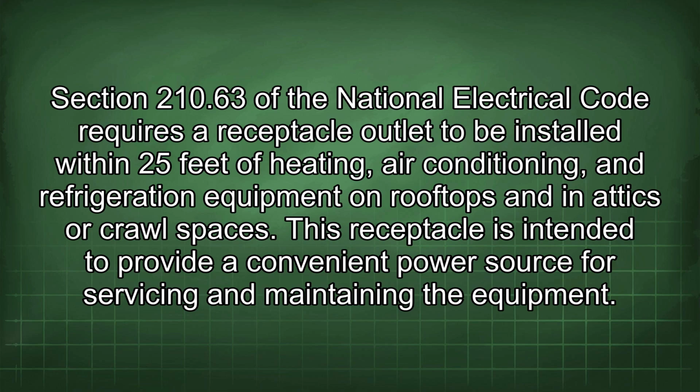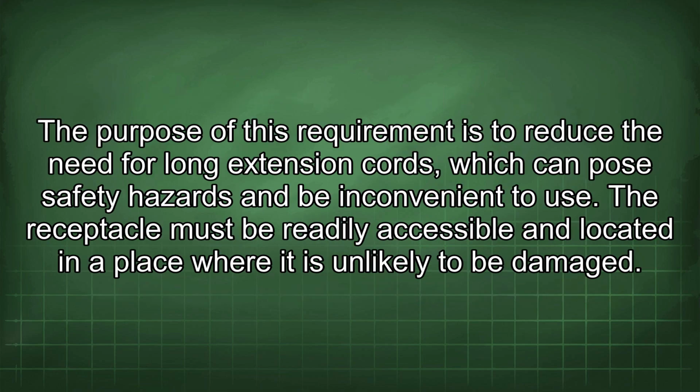Section 210.63 of the National Electrical Code requires a receptacle outlet to be installed within 25 feet of heating, air conditioning, and refrigeration equipment on roof ducts and in attics or crawl spaces. This receptacle is intended to provide a convenient power source for servicing and maintaining the equipment. The purpose of this requirement is to reduce the need for long extension cords, which can pose safety hazards and be inconvenient to use. The receptacle must be readily accessible and located in a place where it is unlikely to be damaged.